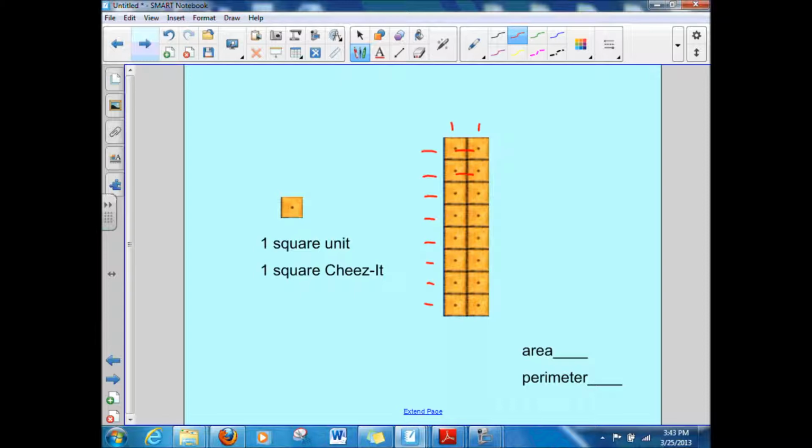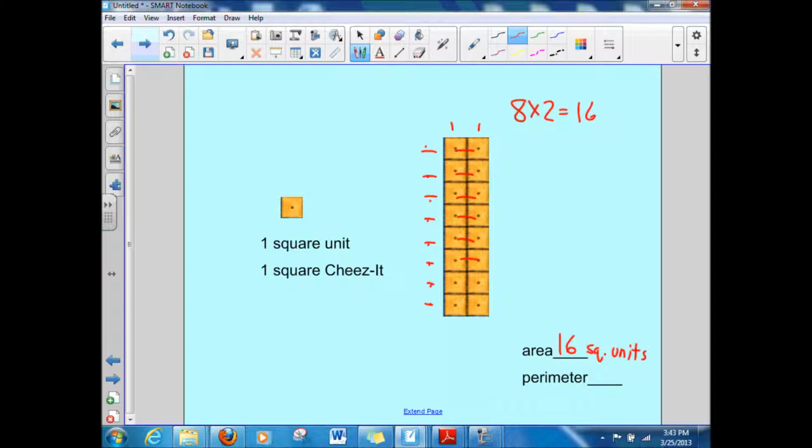There's 2 in each of these rows. Well, there's 1, 2, 3, 4, 5, 6, 7, 8 rows of 2. 8 times 2 equals 16. So my area is 16 square units, we'll say on this one.